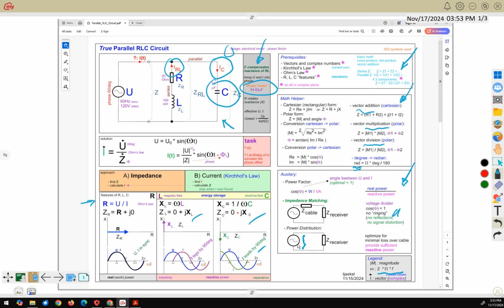It means it has to provide also the reactive power, because your consumer of the power is not really in phase with the voltage, so that you will draw a lot of current from the power source, and therefore the power source has to be able to provide this. Okay, this is page number 1. Let's jump to page number 2.